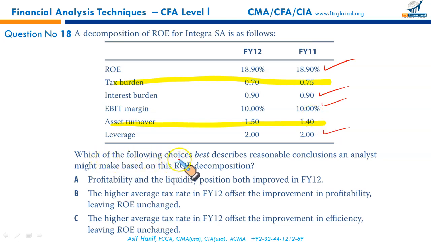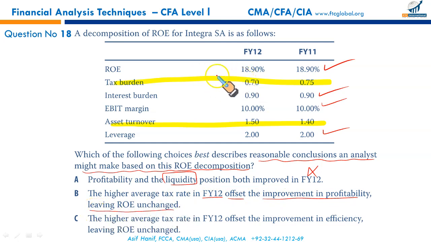Now, which of the following best describes reasonable conclusions an analyst might make based on the ROE decomposition? First, profitability and the liquidity positions both improved. No information has been given for liquidity. And profitability, since given in comparative terms, is the same. EBIT is the same, ROE is the same. So this is not the right option. B: the higher average tax rates in FY12 offset the improvement in profitability, leaving ROE unchanged.